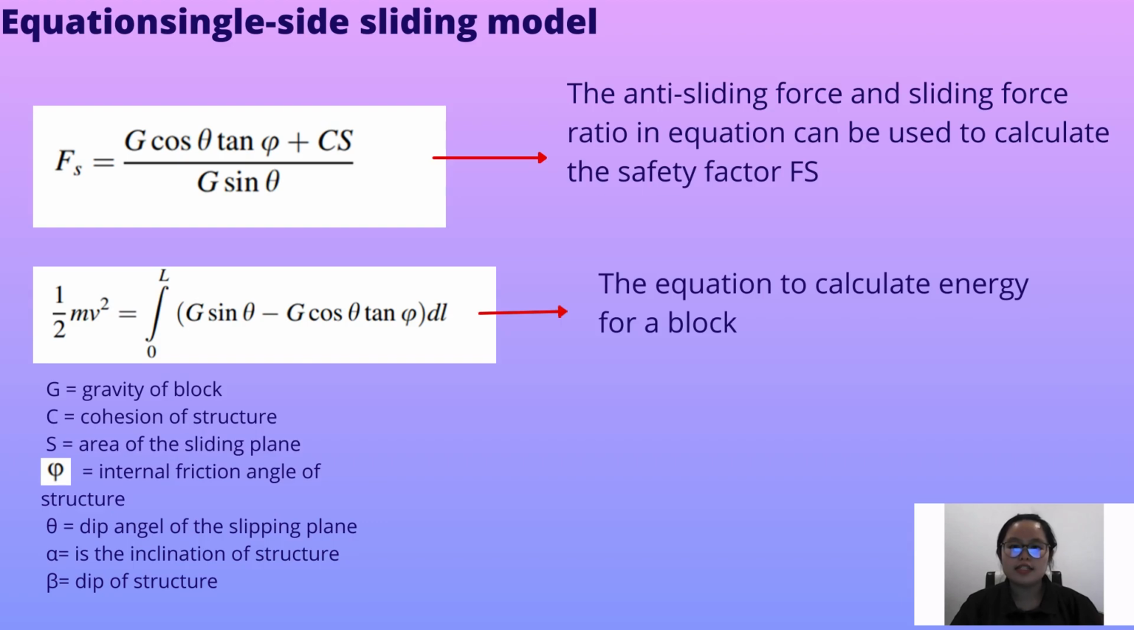Equation for the single-side sliding model. The first equation is the ratio of anti-sliding forces and sliding forces, which can be used to calculate the safety factor Fs. The second equation is used to calculate the energy for a block. G is the gravity of the block. C is the cohesion of the structure. S is the area of the sliding plane. Phi is the internal friction angle of the structure, and theta is the dip angle of the sliding plane. Alpha is the inclination of the structure, and beta is the dip of the structure.